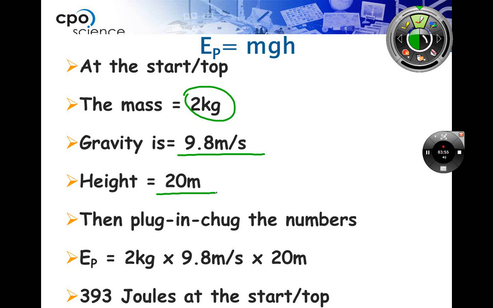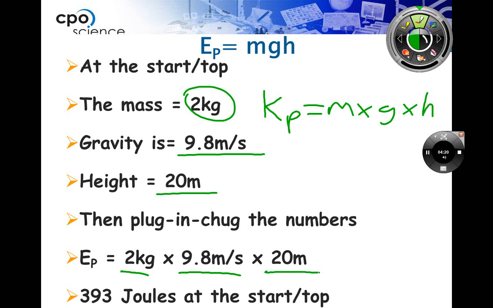We know that potential energy is mass times gravity times our height. So we're simply going to plug those in. 2 kilograms is our mass. Acceleration due to gravity is 9.8 meters per second squared, and we happen to be about 20 meters over the ground. Just plug that in your calculators. You should find your answer being about 392 joules.